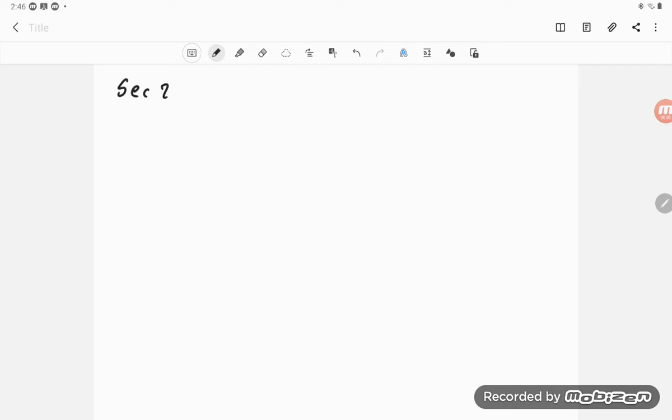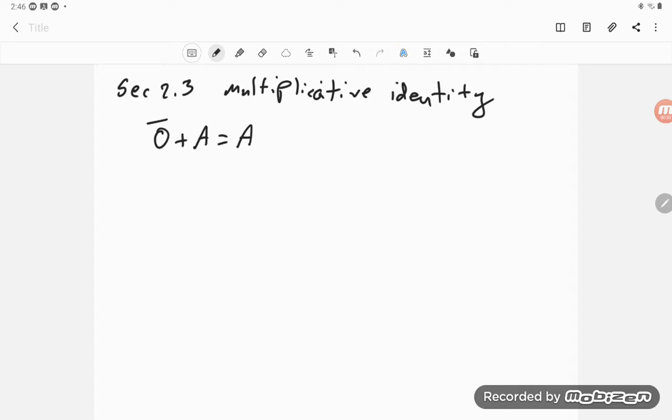Okay, now we're on section 2.3, and the thing we start off with is this multiplicative identity. So we had the additive identity, or remember we had the zero matrix plus some matrix A just gave you A, right? Well, in scalar multiples, we had a 1 times A also gave us A.